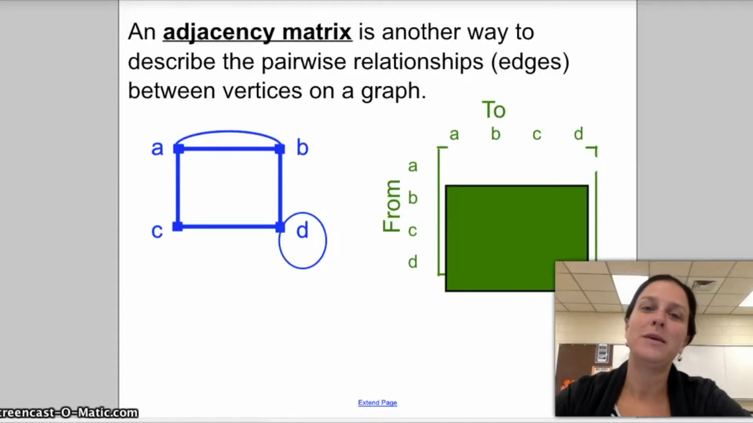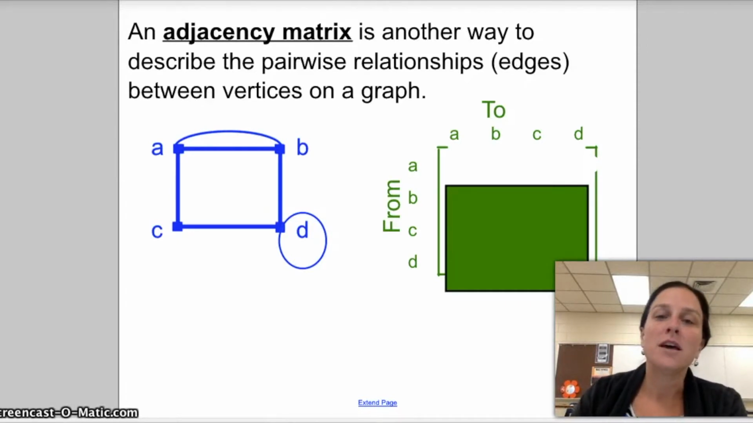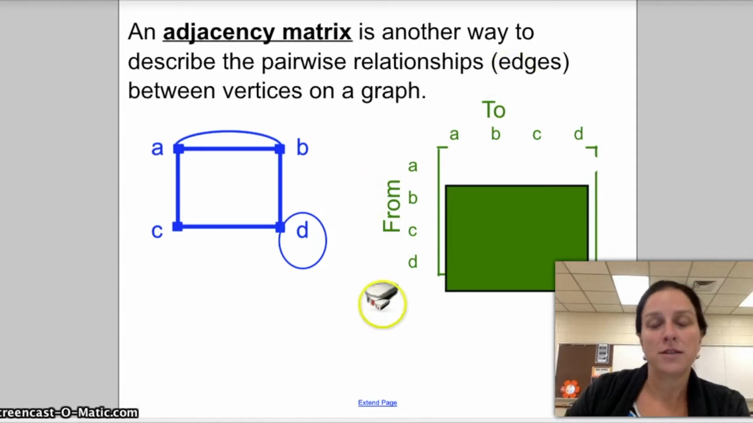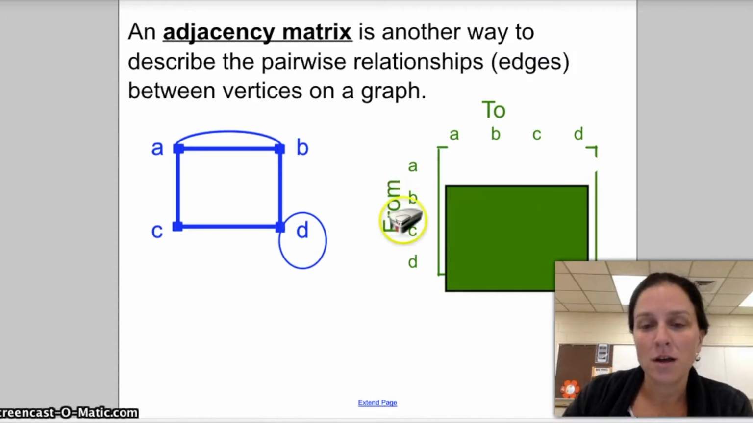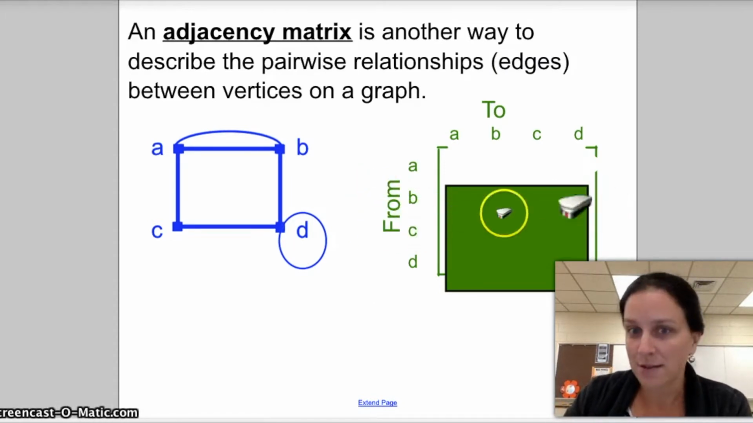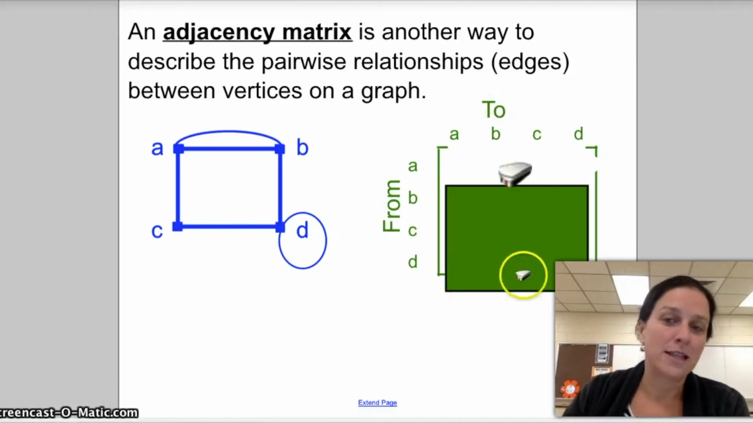All right, this video is going to be about the adjacency matrix and how we can use it in graph theory. It is another way to describe a pairwise relationship or an edge between vertices on a graph. So here I've got a sample graph, and we do have a multiple edge and a loop contained in this graph. And what the adjacency matrix does, much like the matrices that we saw in the previous unit, describes a connection from a certain vertex on the row to another vertex that's labeled in the column.